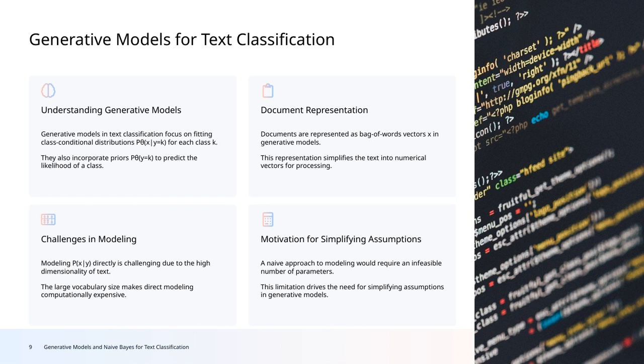Putting it all together, these models aim to learn the likelihood of the text for each class and the overall class probabilities. This way, we can predict the most probable class for a new document based on these learned distributions.